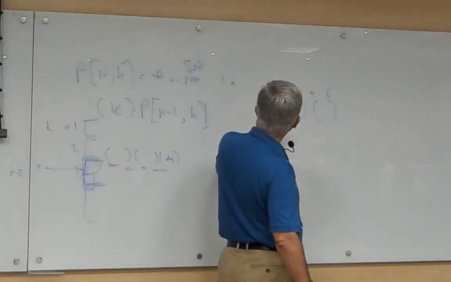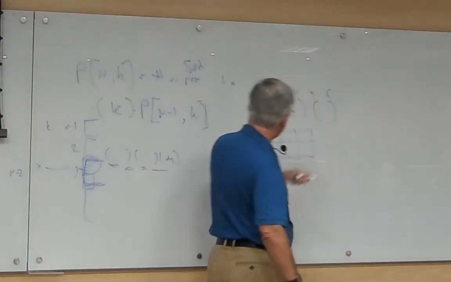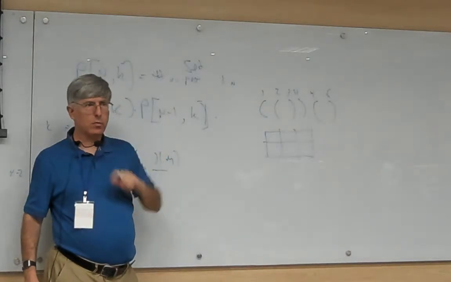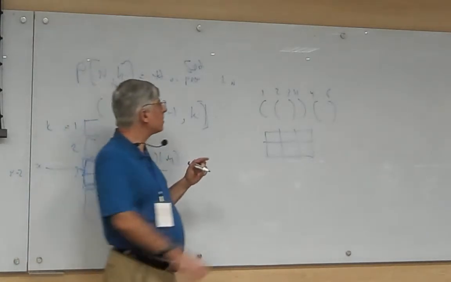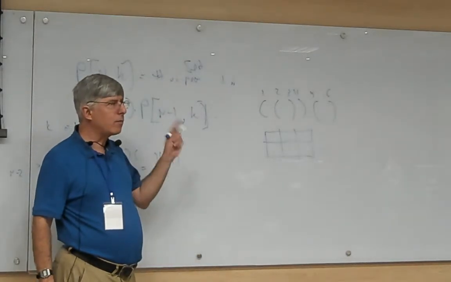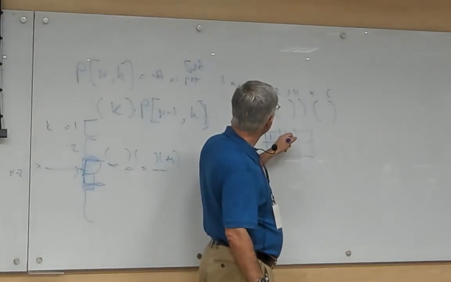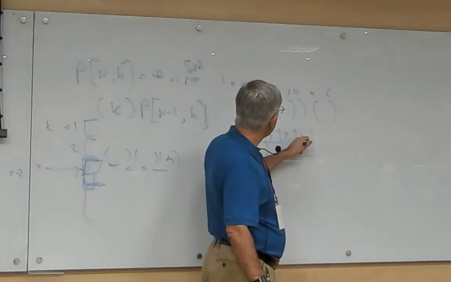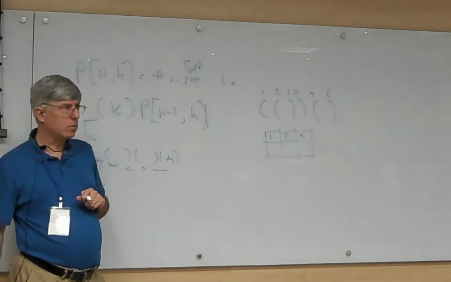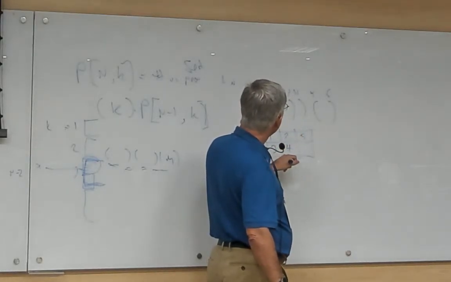Here I've got 1, 2, 3 sets of parentheses. What if I make a table from 1 to 6? Each one of these parentheses has a position from 1 to 6. What are the positions of the left parentheses? 1, 2, and 5. What are the positions of the right parentheses? 3, 4, 6.